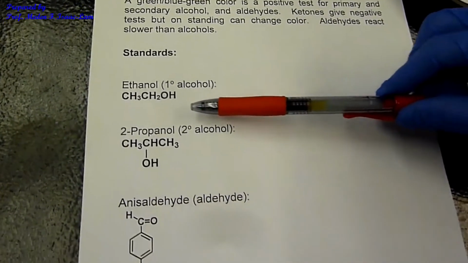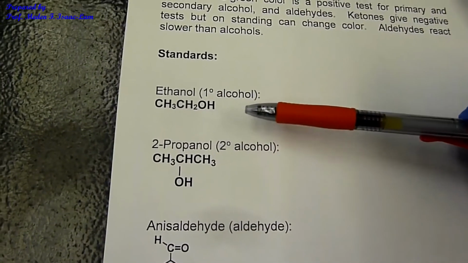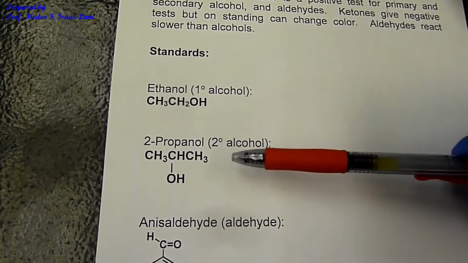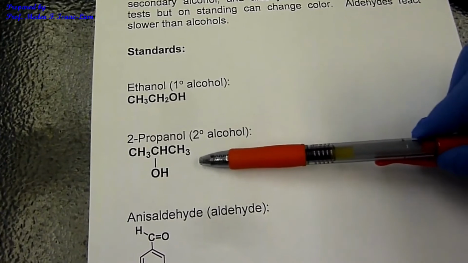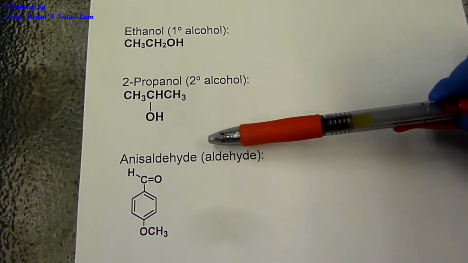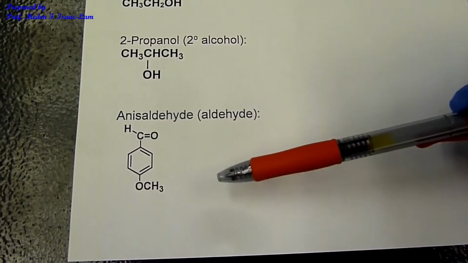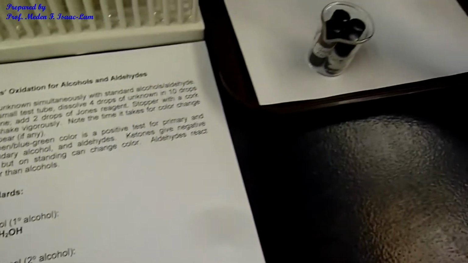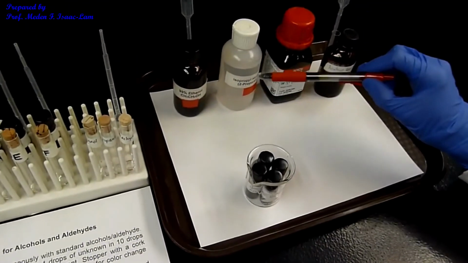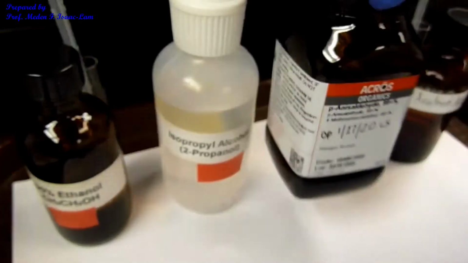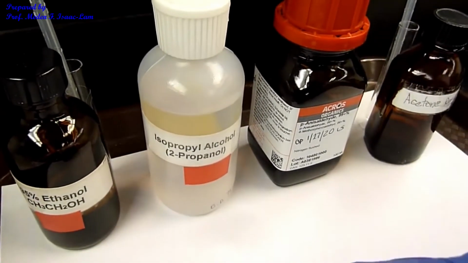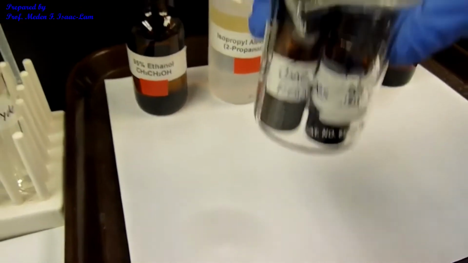So ethanol, CH3CH2OH, is a primary alcohol. 2-propanol or isopropanol is a secondary alcohol. This is the structure. And then anisaldehyde is an aldehyde. This is the structure below. So those are in here: ethanol, 2-propanol, and anisaldehyde, para-anisaldehyde. And then we have the Jones reagent over here.